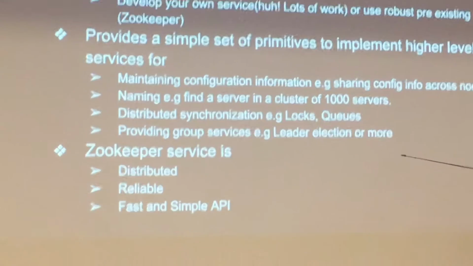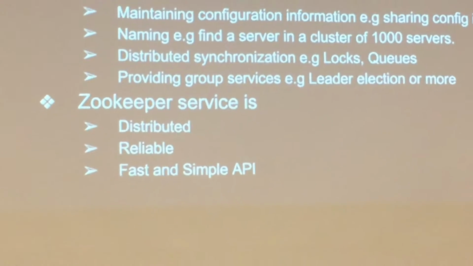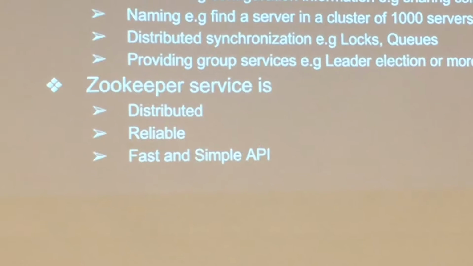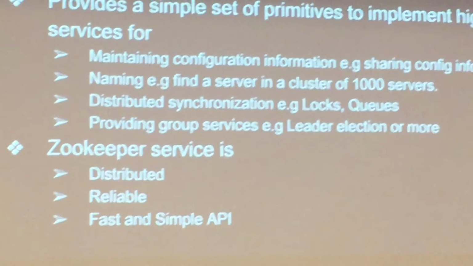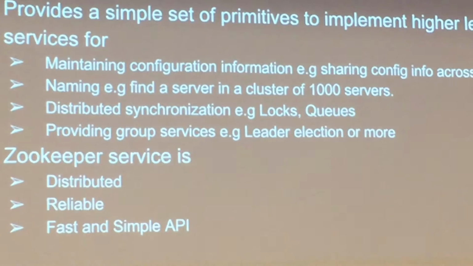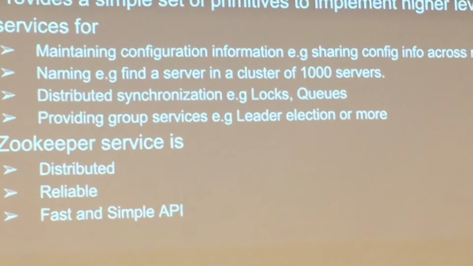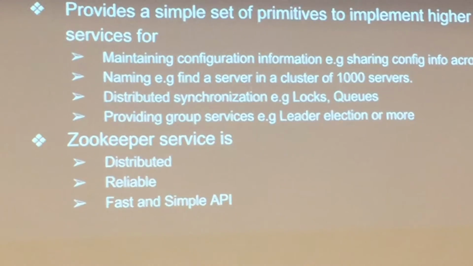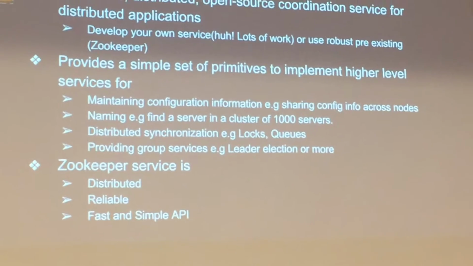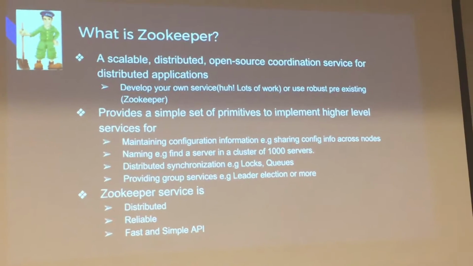The last one is group services, like leader election. Suppose you have a master-slave type of architecture where you want to implement dynamic selection of a master when some master is down. You can build that type of application using Zookeeper as well. So Zookeeper is distributed, reliable, and has fast and simple APIs. You can use those APIs with Java and C to build distributed applications.